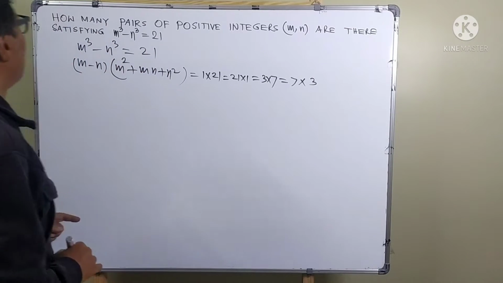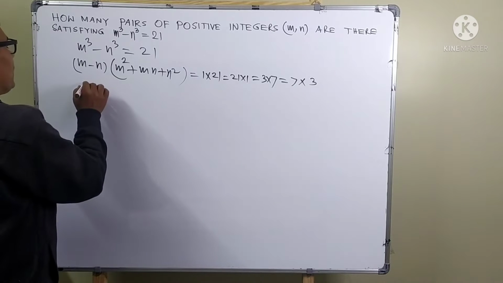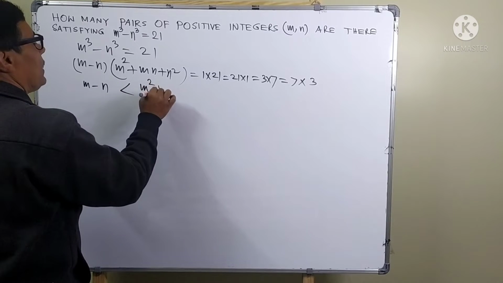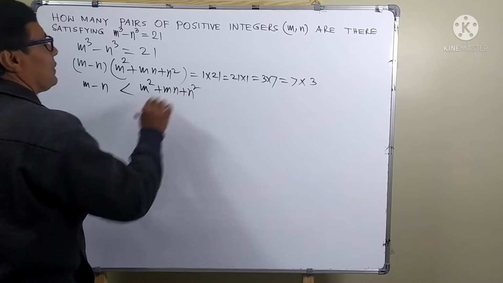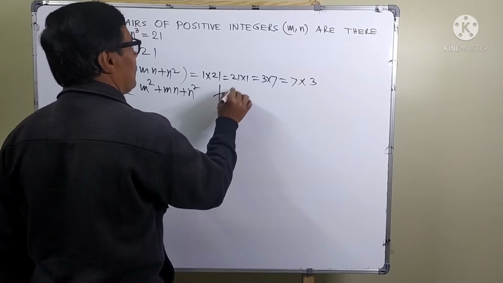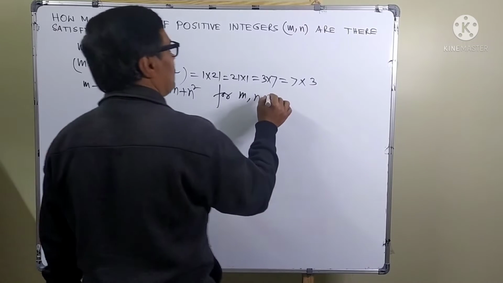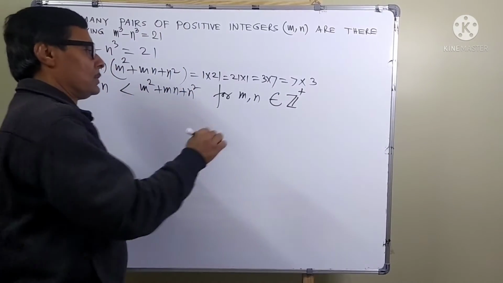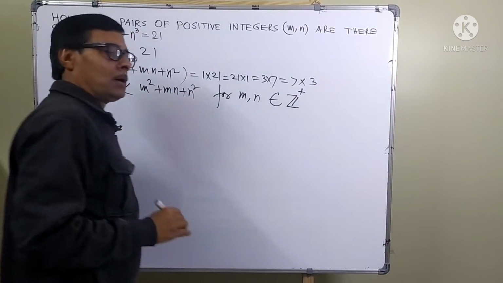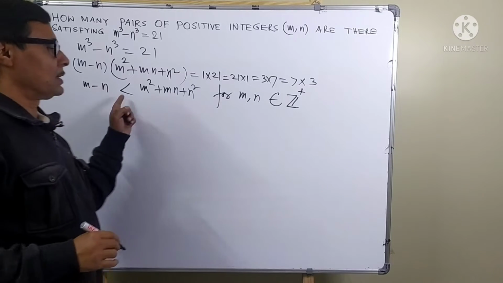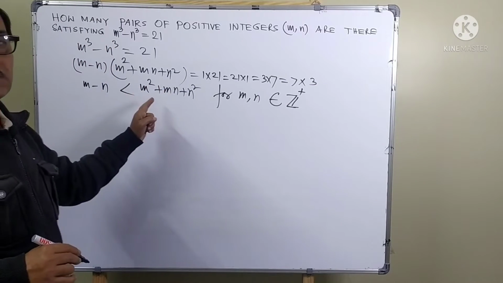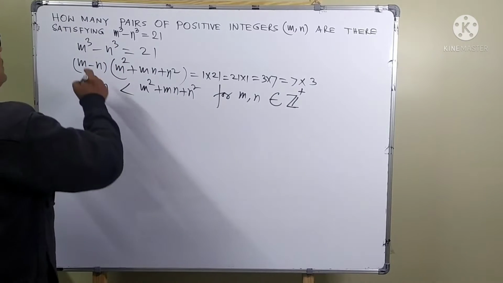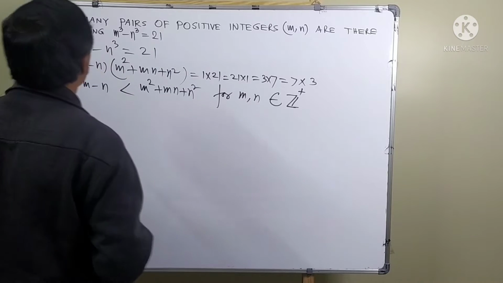Now, here also m minus n is strictly less than m square plus mn plus n square, for m, n belonging to the set of positive integers. m, n are positive integers. So, we can say that m minus n is always strictly less than m square plus mn plus n square. Now, we can equate the left hand side with the right hand side.